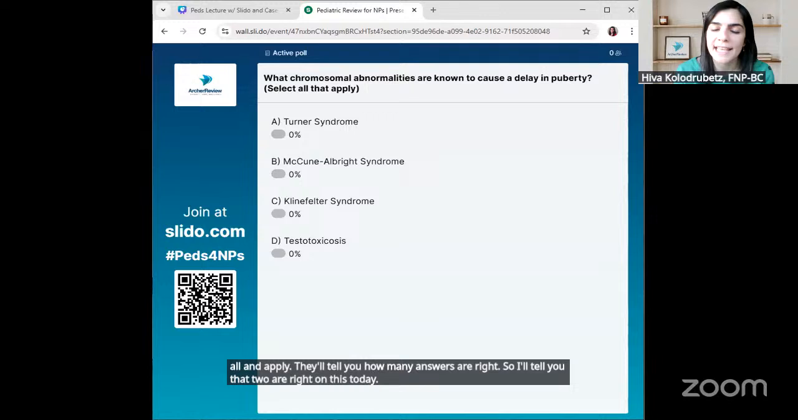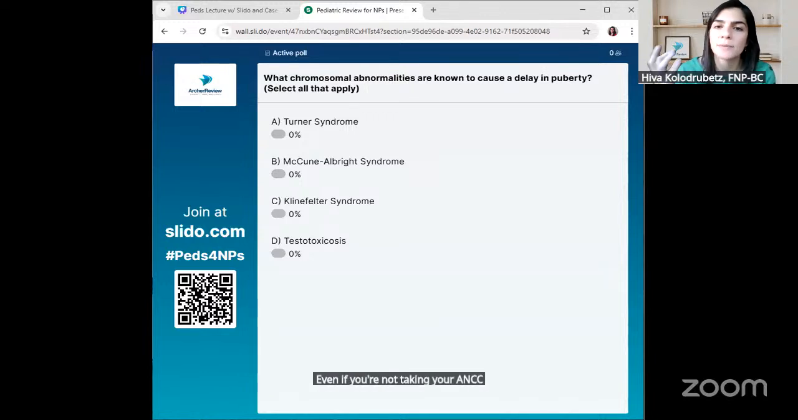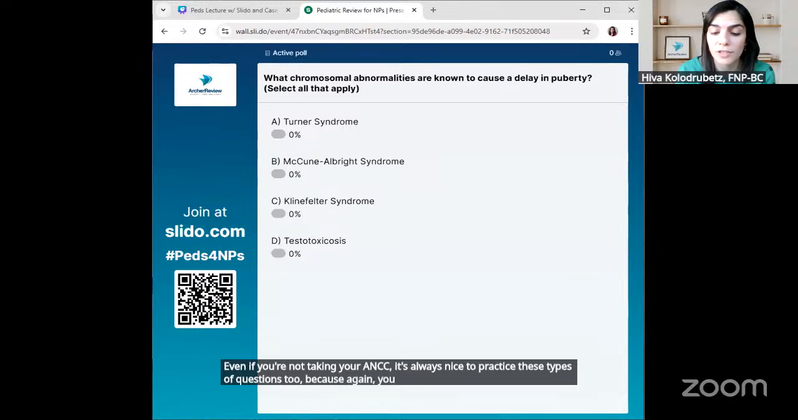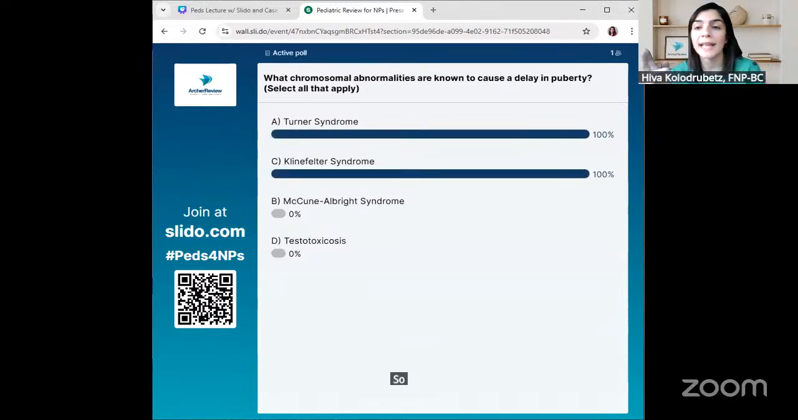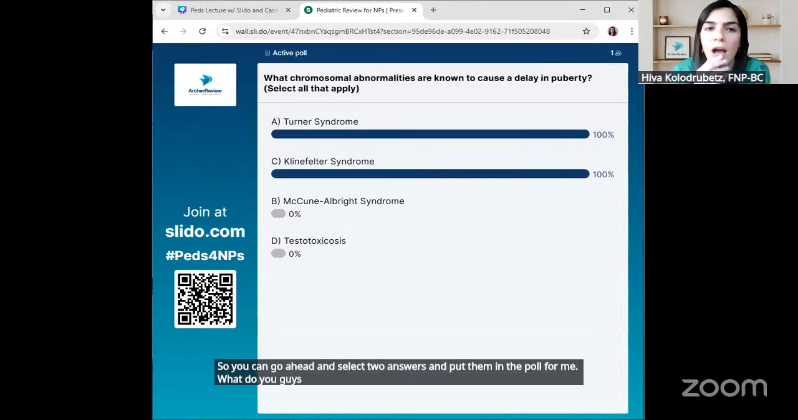Even if you're not taking your ANCC, it's always nice to practice these types of questions too, because again, you learn a lot from these questions. So you can go ahead and select 2 answers and put them in the poll for me. What do you guys think? What is known to cause that delay in puberty? What are some genetic conditions that we're thinking about top of mind?